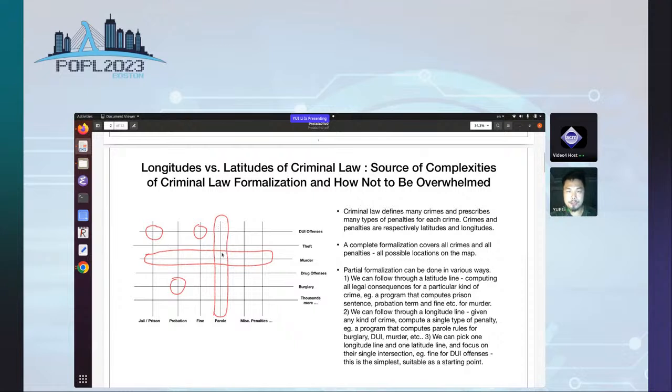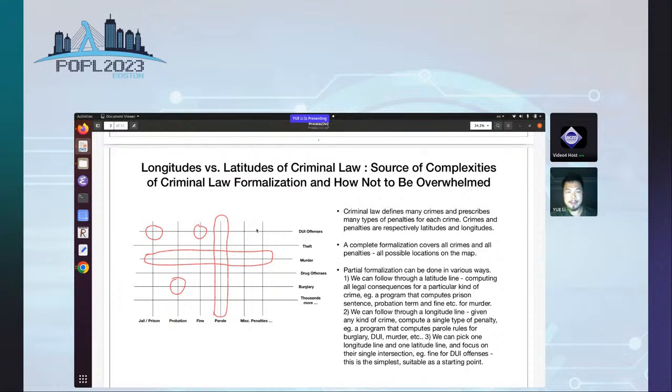So a complete formalization of the criminal law should cover the entire landscape, all the intersections between all the horizontal and the vertical lines. But this is a very huge work to be done. So we should start from something small. So there are partial formalizations of criminal law. By the way, by formalization of criminal law, I mean using the CATLA programming language to paraphrase the law and to write a piece of program that accepts input and produces output in compliance with the law. So for partial implementation we can follow either a horizontal line or a vertical line.